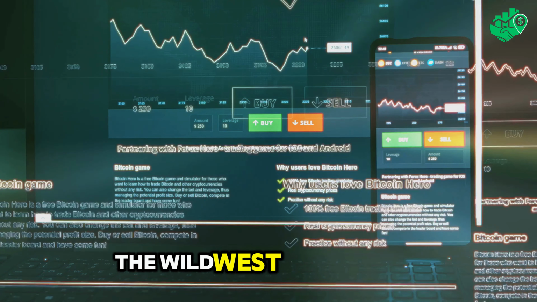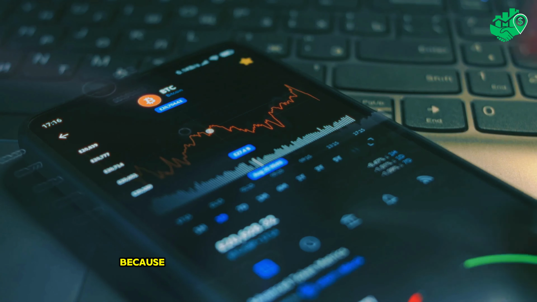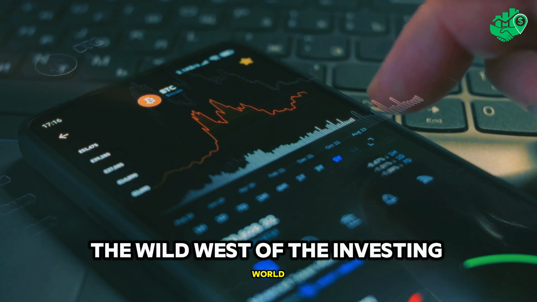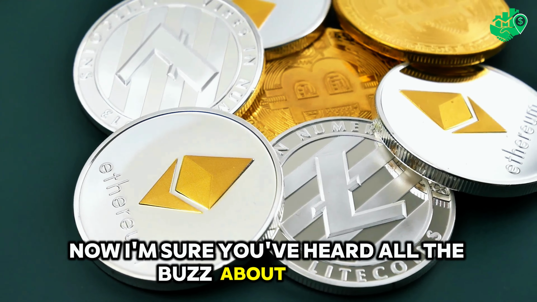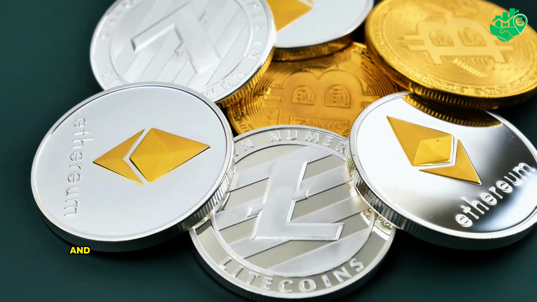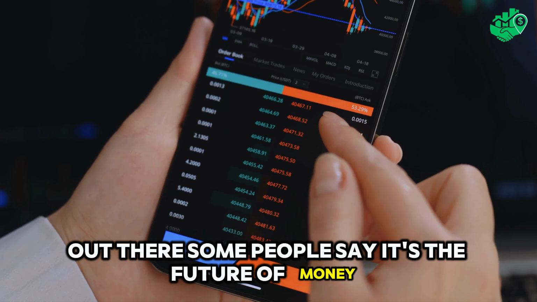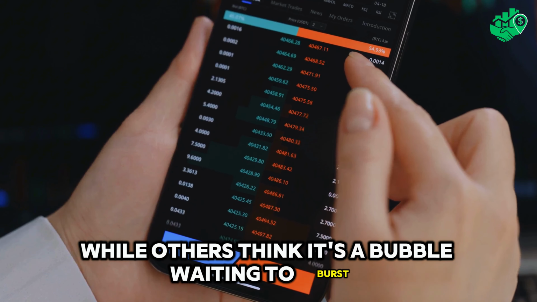Cryptocurrency, the Wild West of investing. Alright, strap in because we're about to enter the world of cryptocurrency, the Wild West of the investing world. Now I'm sure you've heard all the buzz about Bitcoin, Ethereum, Dogecoin, and the thousands of other digital currencies out there. Some people say it's the future of money, while others think it's a bubble waiting to burst.